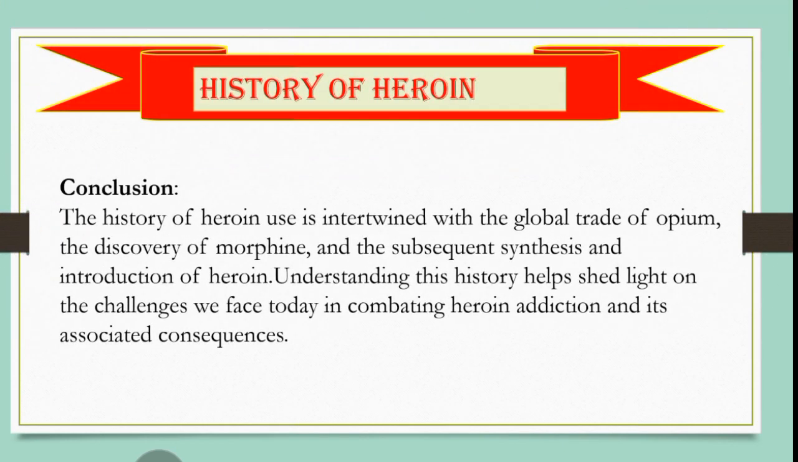Then the conclusion of the history is that heroin use is intertwined with the global trade of opium poppy, the discovery of morphine, and the subsequent substances and introduction of heroin. Understanding this history helps shed light on the challenges we face today in combating heroin addiction and its associated consequences.